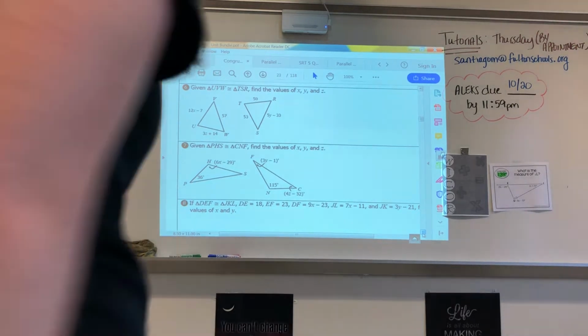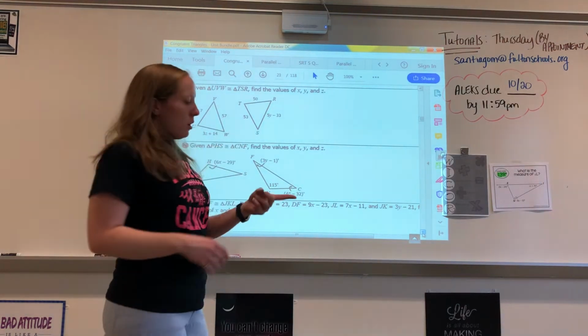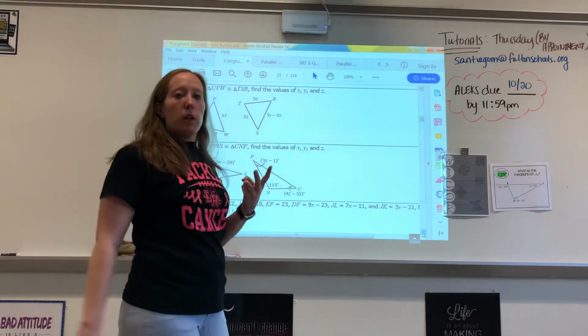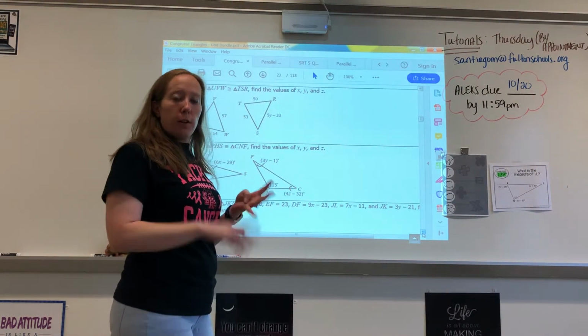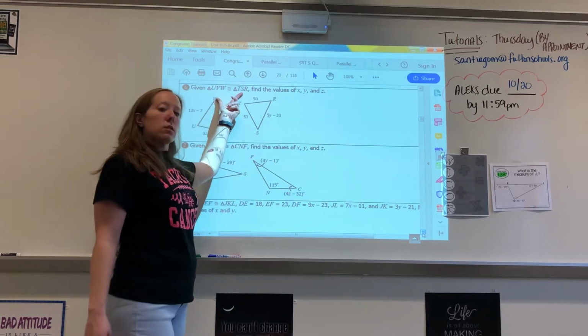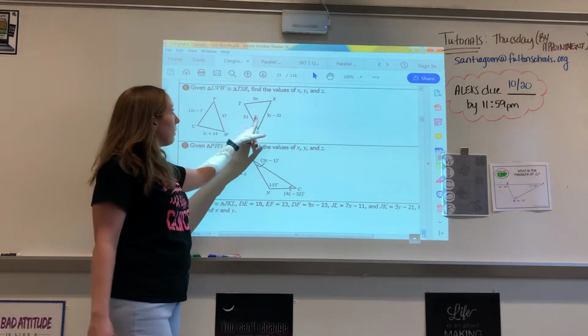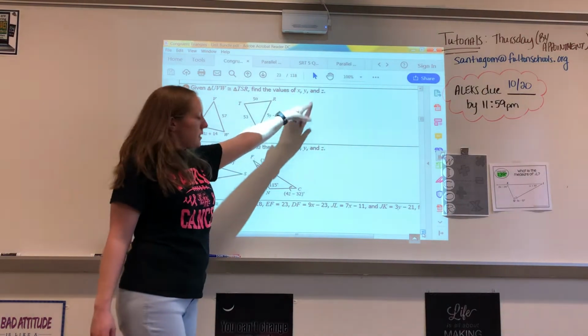Okay, now we're going to go one step further. So we've identified what congruency means. We've identified what the corresponding parts are. We've identified labeling the triangle and then filling in what the measures are. Now, they're going to tell us the triangles are congruent, same shape, same size. But now we're going to find your favorite algebra, x, y, and z.